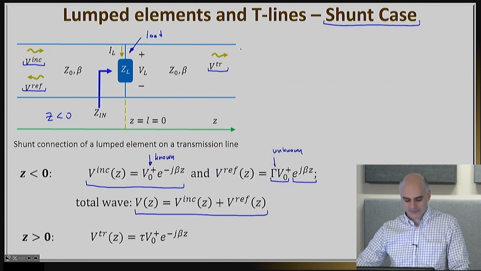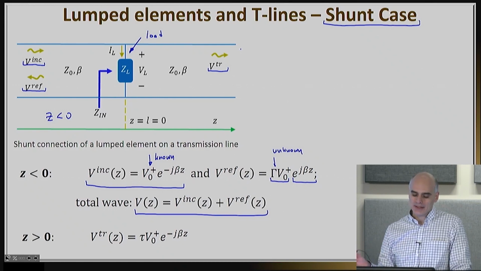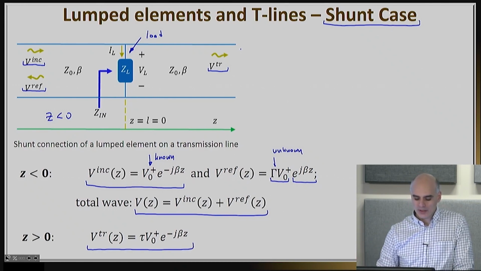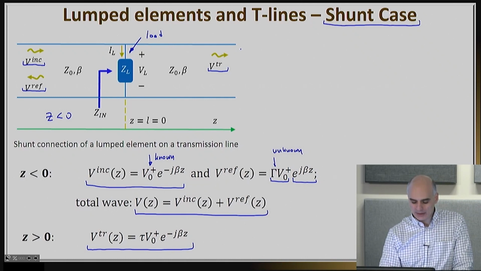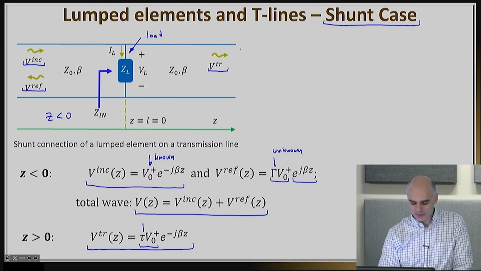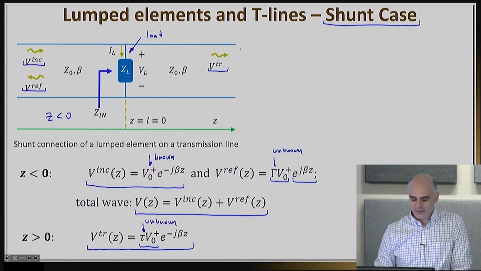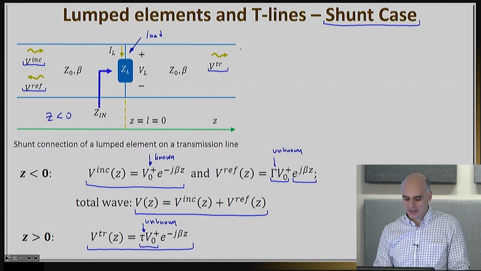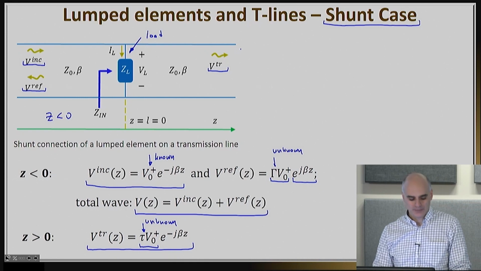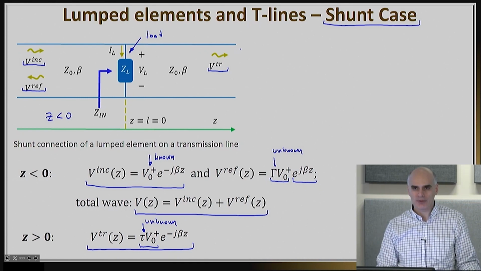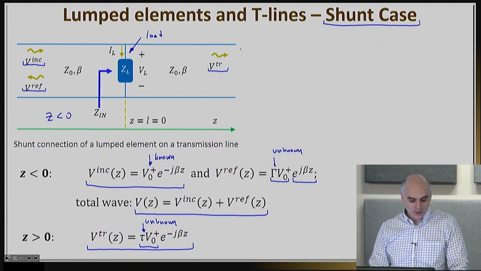Now, on the right-hand side, after the load, we will only have the transmitted wave, which will have now another magnitude, some coefficient tau, which is the transmission coefficient, which is also unknown, times the known magnitude V0 plus, and then e to the negative j beta z, since this is propagating to the right-hand side. So now the key is we need to find basically gamma, and we need to find tau. So how do we find those?